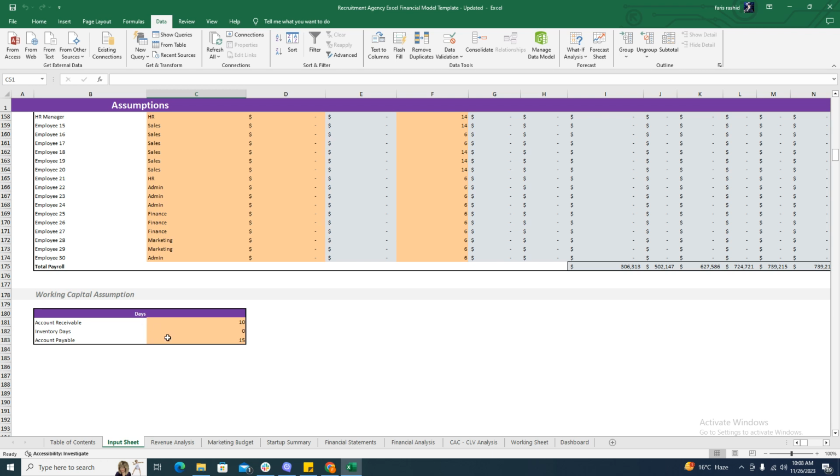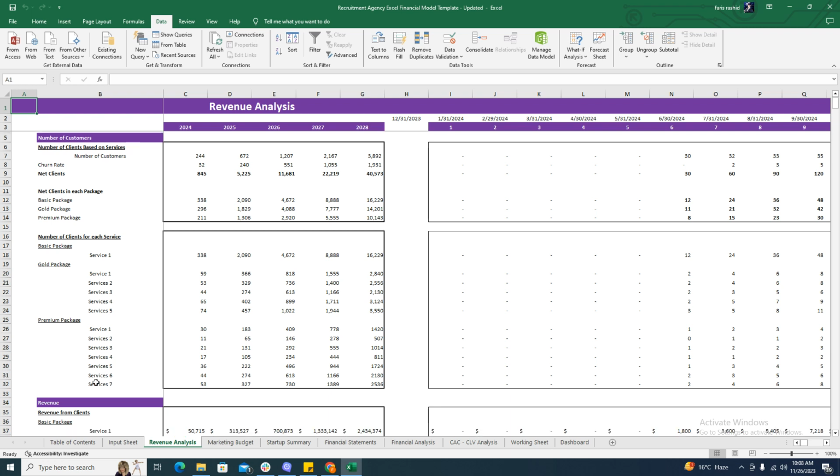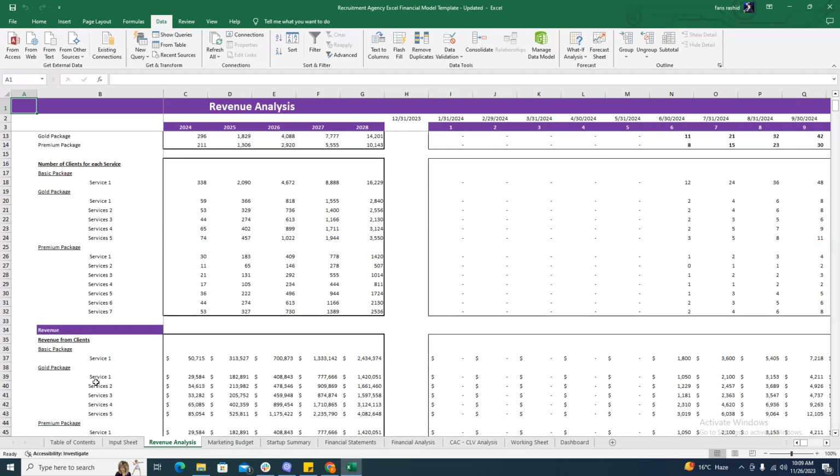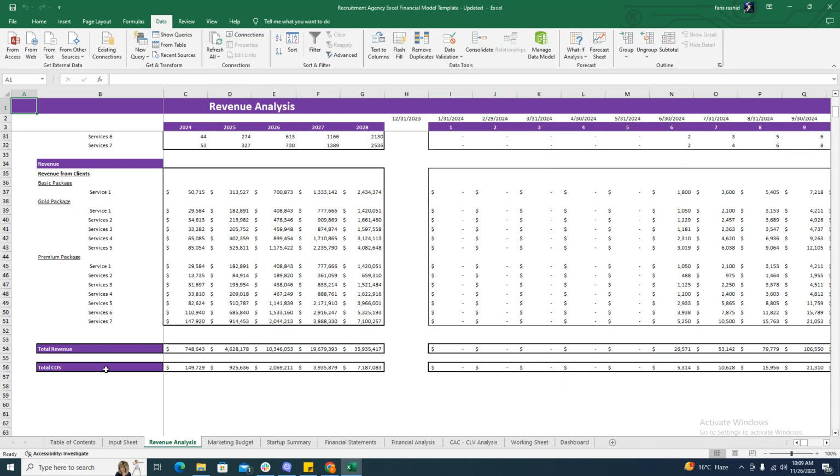Then comes the working capital assumptions. Then comes the revenue analysis. The revenue analysis sheet basically gives you all the information on the business revenue streams, how they are generating their revenue. As you can see over here, it is being calculated. It also gives you the total cost of service or cost of goods sold.